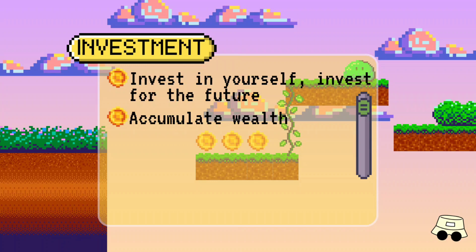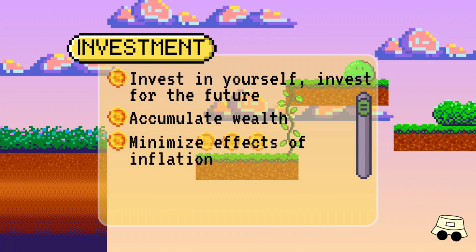Another point for investment is to minimize the effects of inflation by investing in assets that outpace the rate of inflation to help preserve and grow the value of your money. Let's say the rate of inflation right now is 3%.